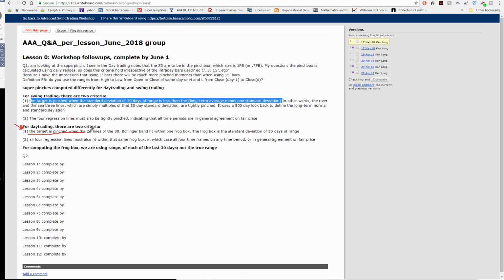So, the two criteria for day trading. Now, what we're going to use as our tightly compressed box, in this case, for intraday trading only, is we're going to use the frog box. So a frog box 1.0 is our mathematical definition of signal versus noise. We say that's the boundary between signal and noise.